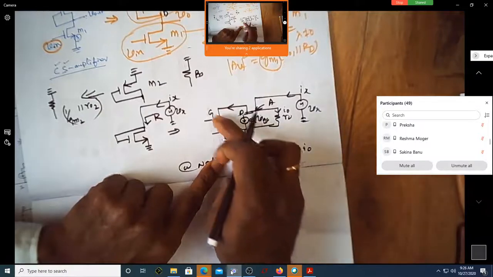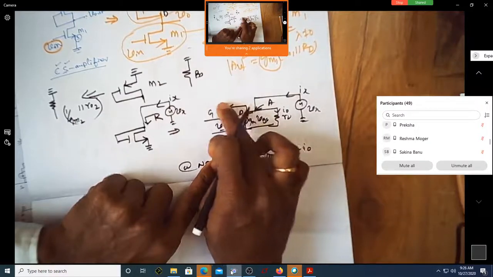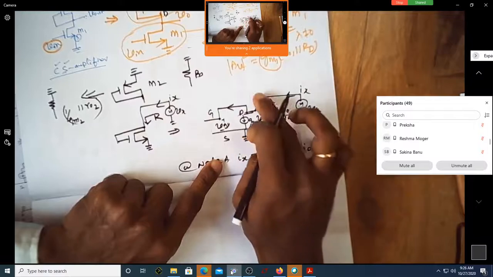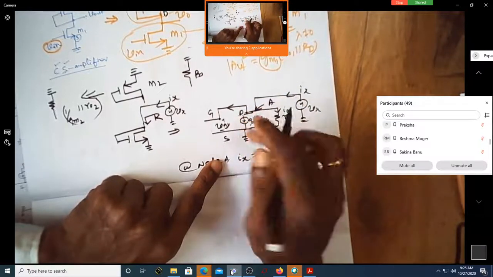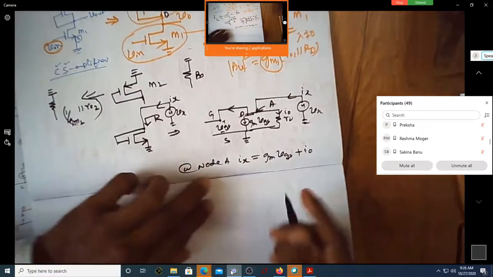Nothing is going because it is open circuit, no? No current can go here because it's an open circuit. Here current can go because it can go to ground. Here there is a current possible to go because there is a current source. Correct? Now the question is, what is VGS?